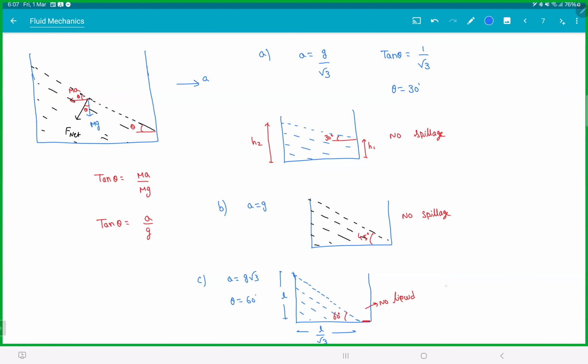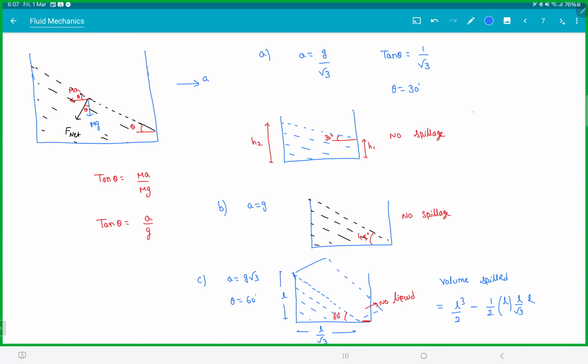And how much will spill here? Volume spilled will be initial volume, which is L cube by 2, minus, this is a triangle. If you see in three-dimensional, this actually kind of looks like this. It's like a triangle with a width. So half into area of a triangle, L into L by root 3 into L. That is how much liquid will spill out. Initial volume minus final volume.